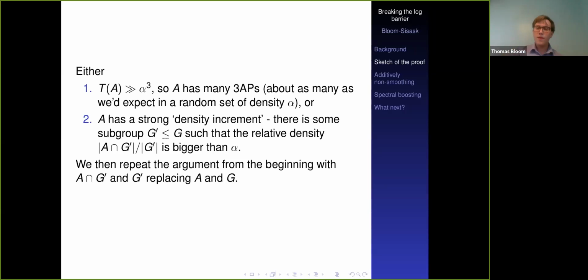And then I can iterate this argument, because now again I have a subset of a group. This time it's A intersect G prime instead of A, and G prime instead of G, but I still have a subset of a group with a given density that I understand fairly well. So I can just start again at step 1. So either T of A prime is large, for example, or I can get a density increment to A prime, and then a density increment to A double prime, and so on and so on, while step 1 continues to fail.